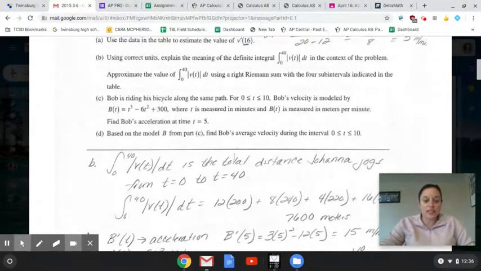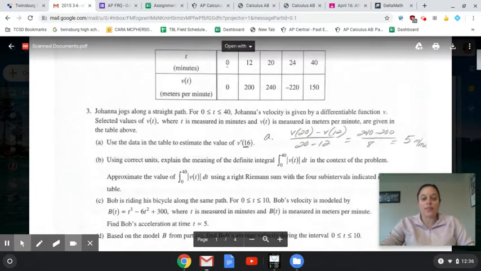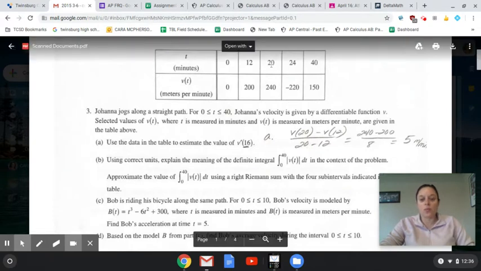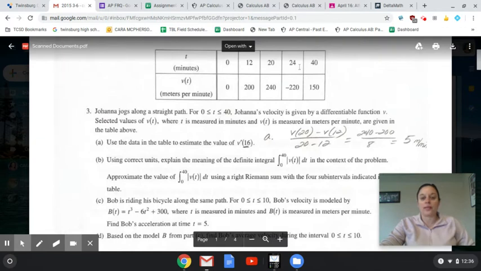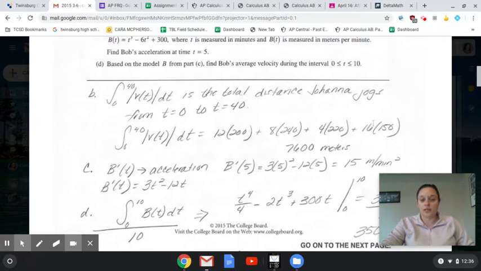And then to find it, I'm doing a right Riemann sum. A right Riemann means you're always using the right value on the table. Then you're finding the width of your interval, so from 0 to 12, and then taking that width times your right value. So 12 times 200, 8 times 240. Because there's an absolute value here, and this is really the only way it comes into play in your problem, when you do this third one where it's 4 wide, you're going to multiply by positive 220 because you want that distance traveled. That negative is just indicating direction. So 4 times 220 and then 16 times 150. I just wrote those out. I didn't really show a lot of extra work.